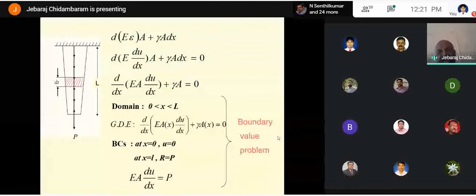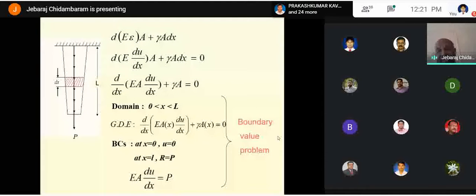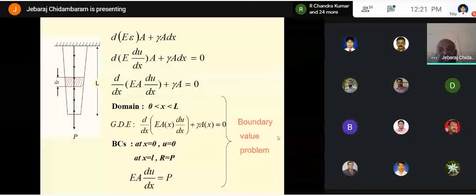At x equal to L, load P is applied, then there is a reaction force. So the applied force should be equal to the reaction force. What do I mean? A 100 Newton force, P. The reaction developed there must be minus 100. Only if the applied force and the reaction force are the same is it under equilibrium.